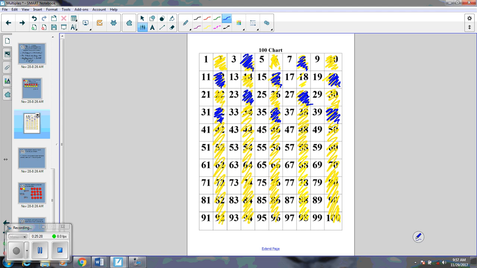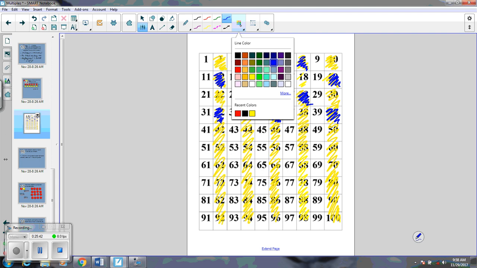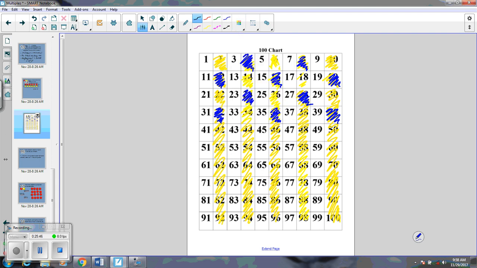Are we noticing anything? Take a look at what you've colored. Are you noticing anything? Yours probably looks more like this. Oh, why is that not green? Probably these are all green because yellow and blue mixed together.